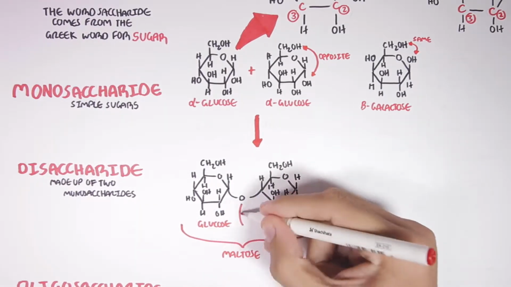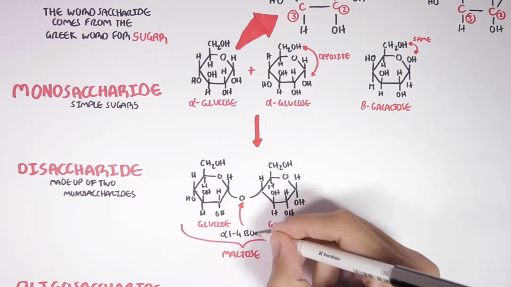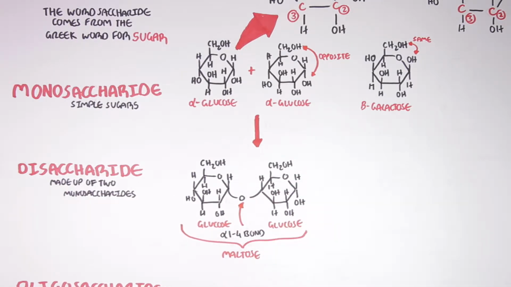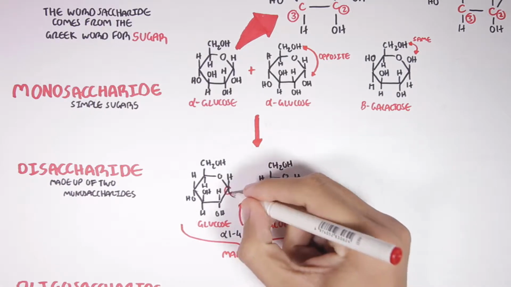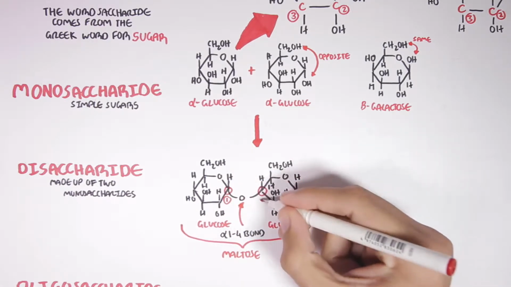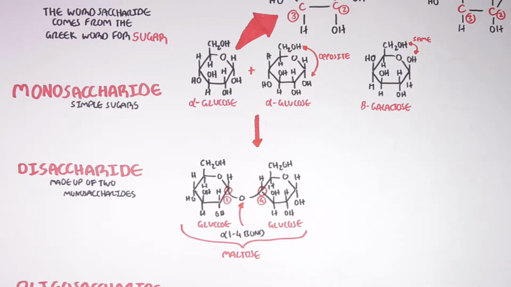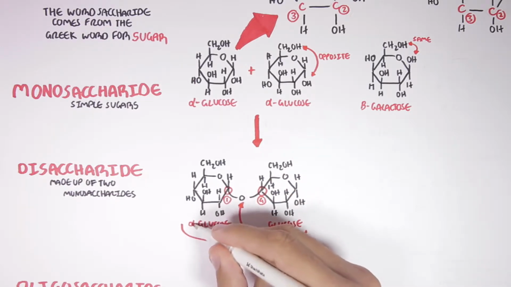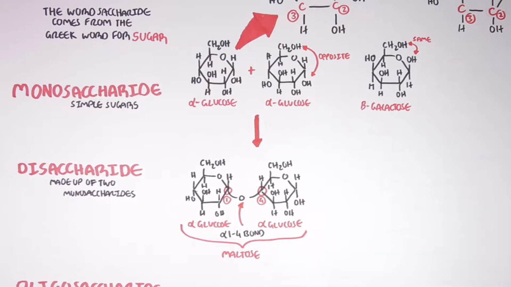It is linked together by an alpha 1,4 glycosidic bond. It's called alpha 1,4 glycosidic bond because carbon number 1 of this glucose and carbon number 4 of this glucose are involved in the linking process. And it's called alpha because both these glucose molecules are in an alpha configuration.